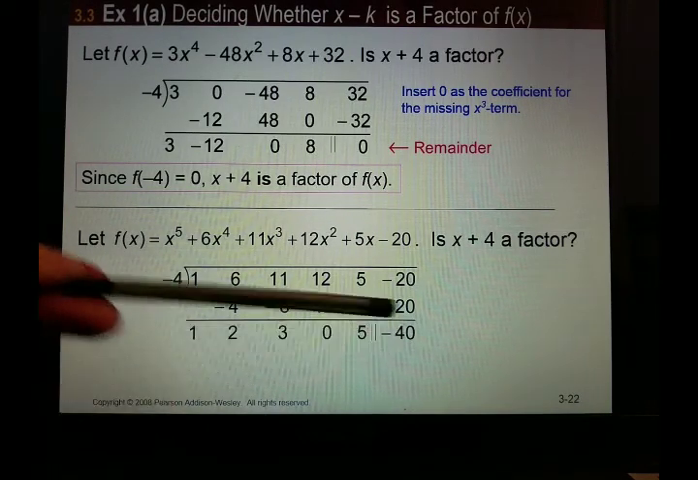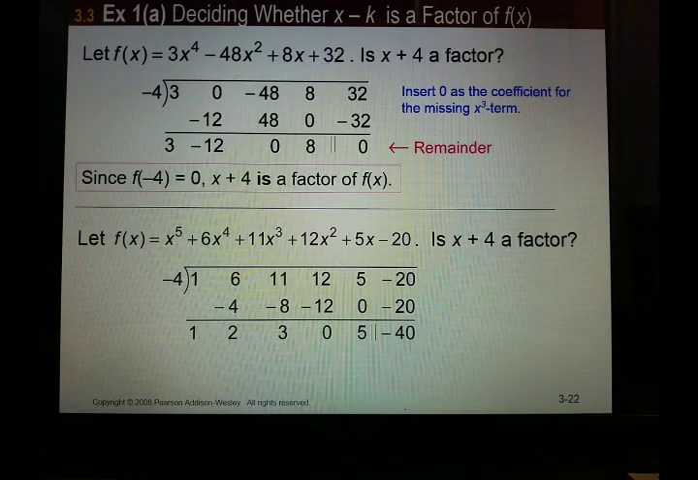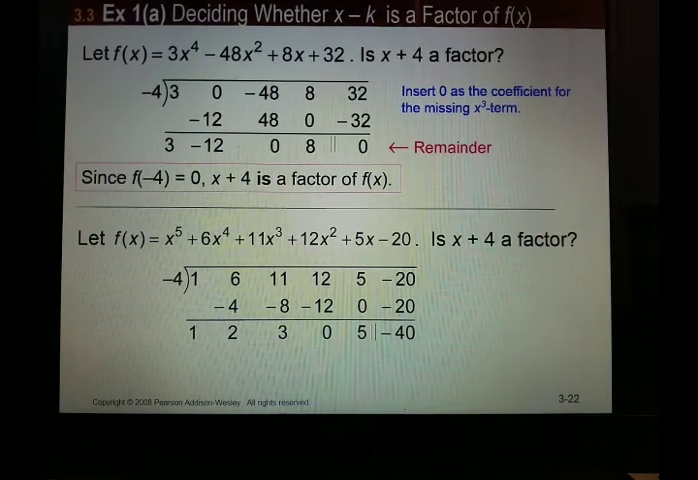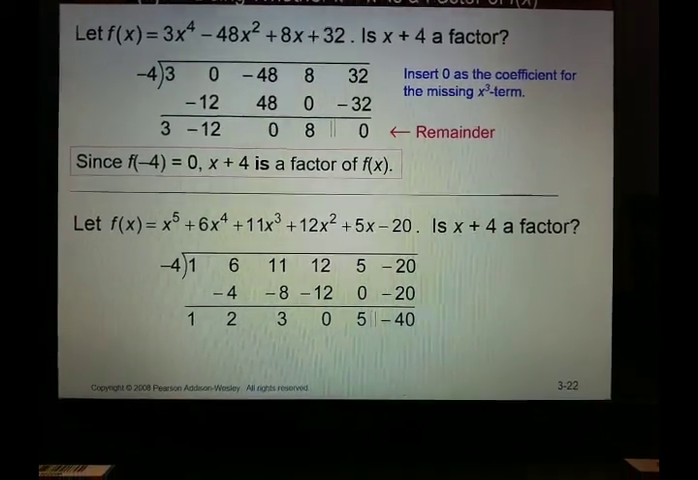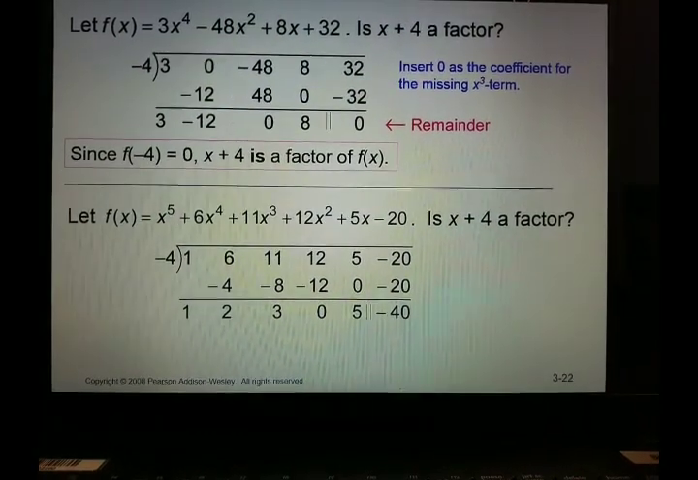Now since the remainder is negative 40, that would leave me then as x plus 4 would not be a factor of the polynomial. So again, the remainder has to be 0 for it to be a factor of the polynomial. If the remainder is not 0, it is not a factor.